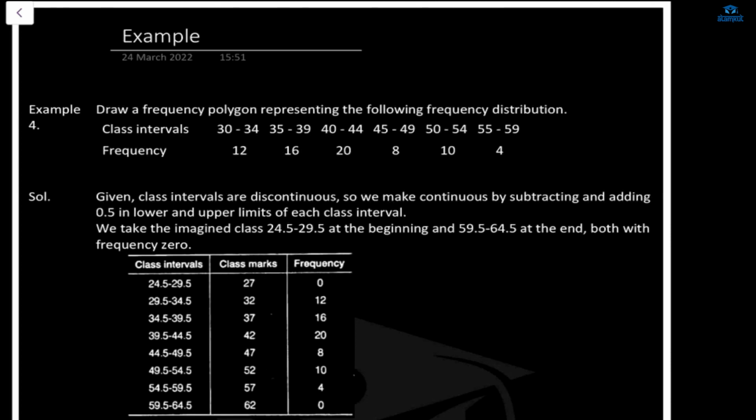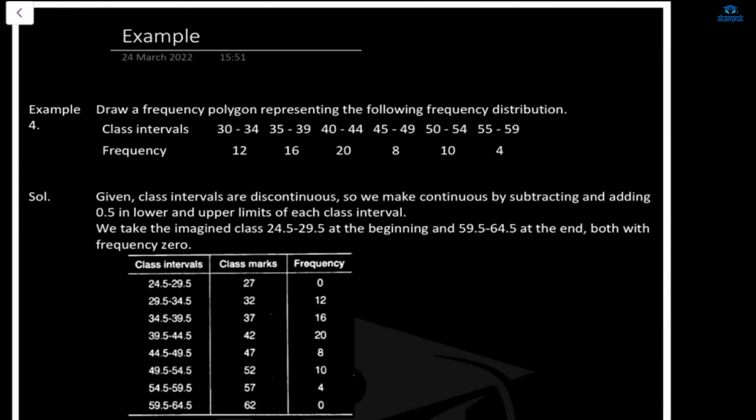Now here you have to make it continuous first, okay? So for continuous, 35 minus 34, 1 by 2 will be, it's half, so it is 0.5. So you're going to subtract 0.5 in the lower limit and add 0.5 in the upper limit, okay? So it will be 29.5 and the next value 34.5.